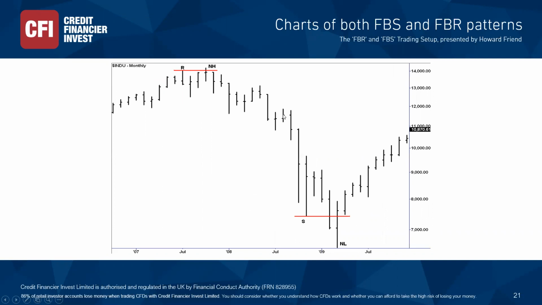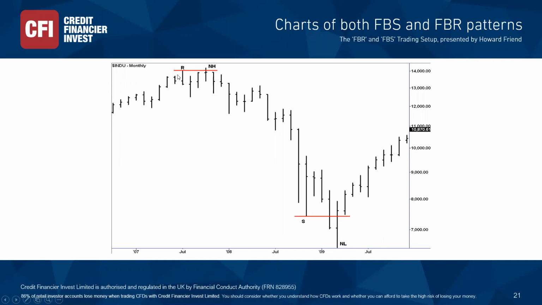Now this is an interesting one. This is Dow Jones monthly. So I mentioned before that these patterns work quite well on various markets and covering all sorts of time frames from intraday out to monthly. So what we've got here is basically the top of the 2007-8 or so bull market and the bottom of the 2008-9 bear market. So what we have is the market trending higher.